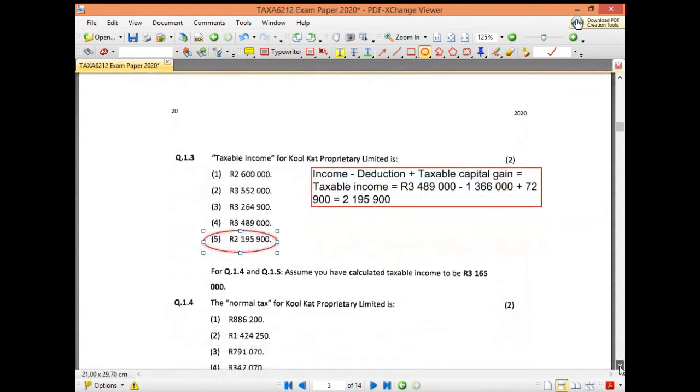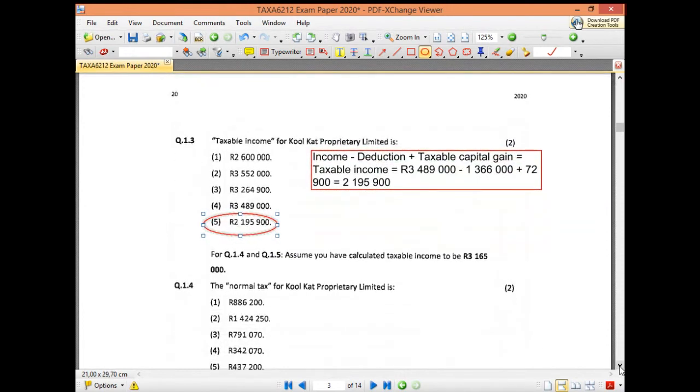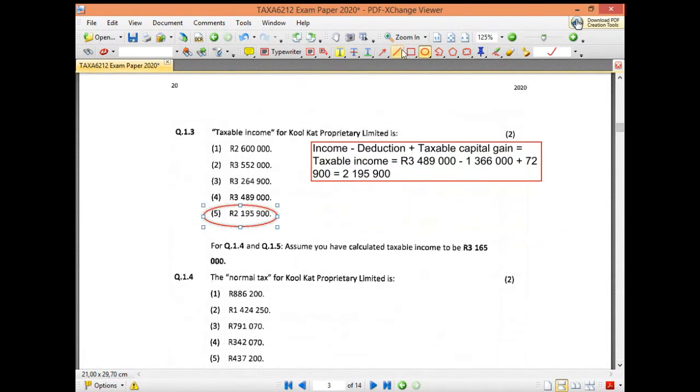Now, what they've done in the next portion is they say this is for question 1.4 and 1.5. Assume that the taxable income amount is 3,165,000. Now, the reason they do this is if you made a mistake in question 1, 2, and 3, for example, then you will get a completely different tax rate for your normal tax or your tax liability. So what they're doing is they're trying to not disadvantage you, but give you an opportunity, if you know how to apply the tax tables correctly, to still get these marks. Otherwise, you potentially lose 10 marks at the end of the day.